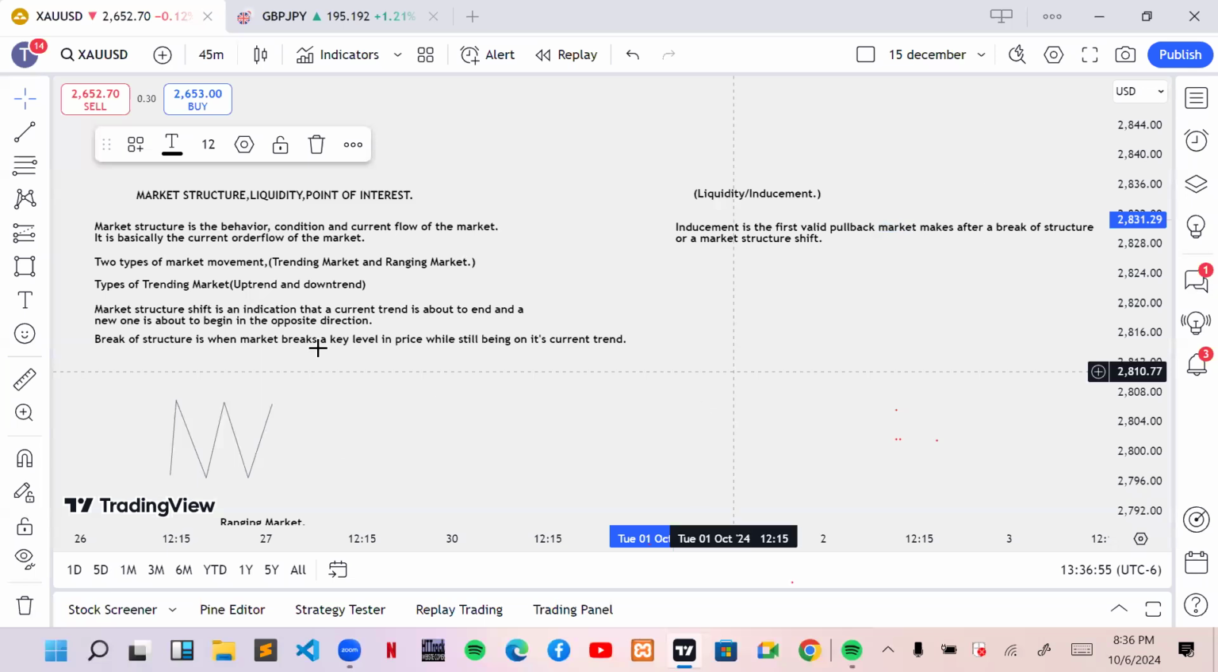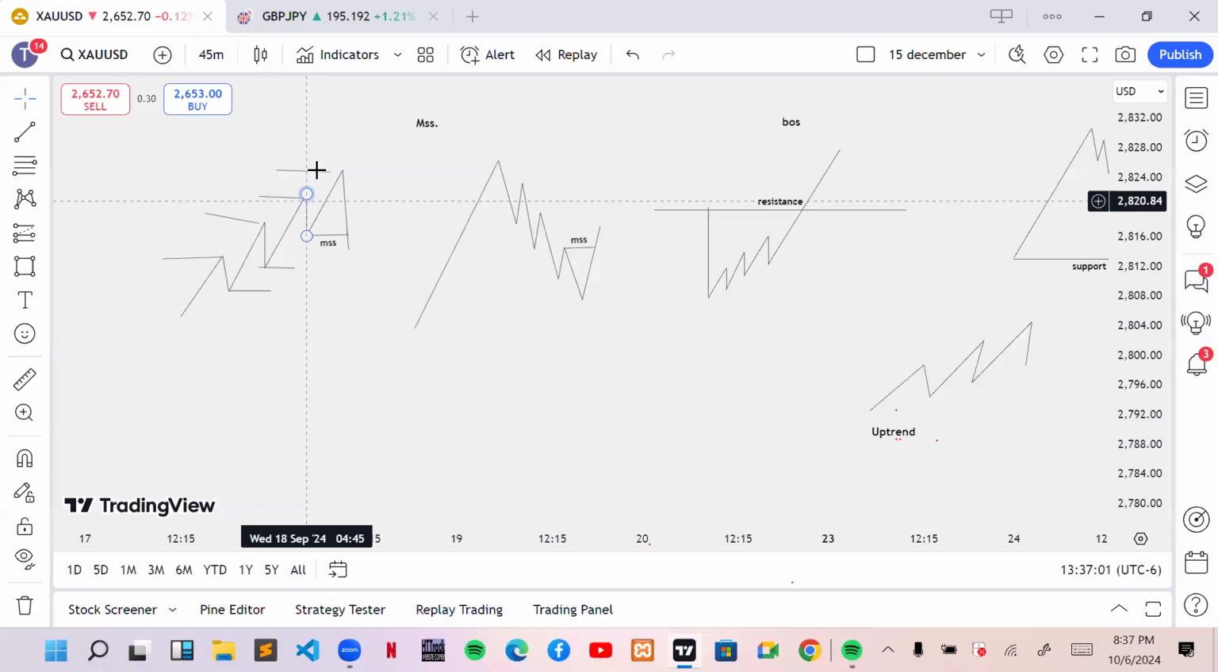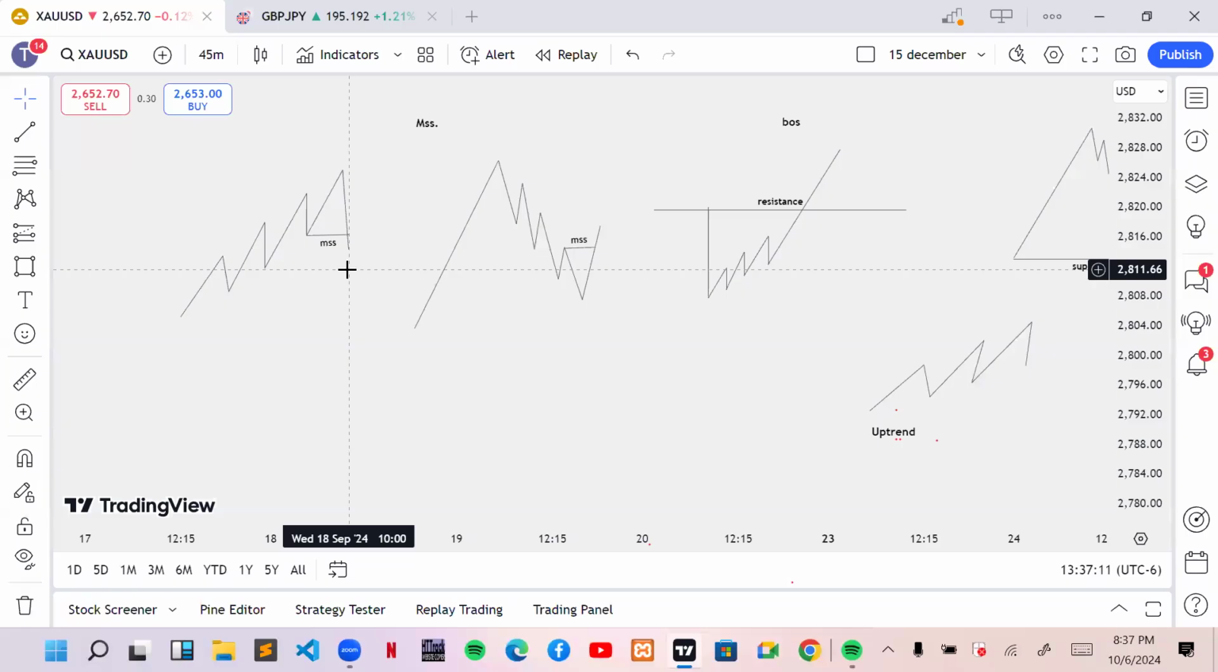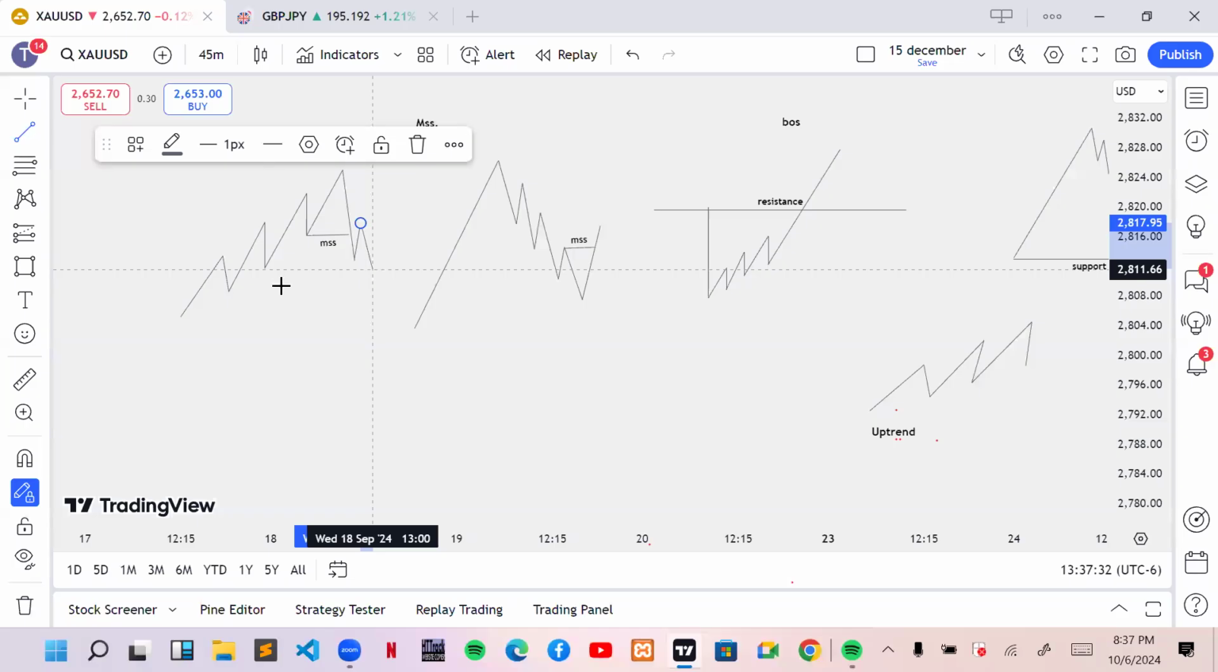So let me give you a visual example. So let me use the market structure shift first. So for the uptrend, this is an uptrend, and the market made a market structure shift. So before you can confirm your inducement, you have to first see either a break of structure or a market structure shift. Pay attention. So this was a market structure shift right here. After that, markets should make some kind of pullback close to the zone that market broke up on. So let's say this is your pullback.